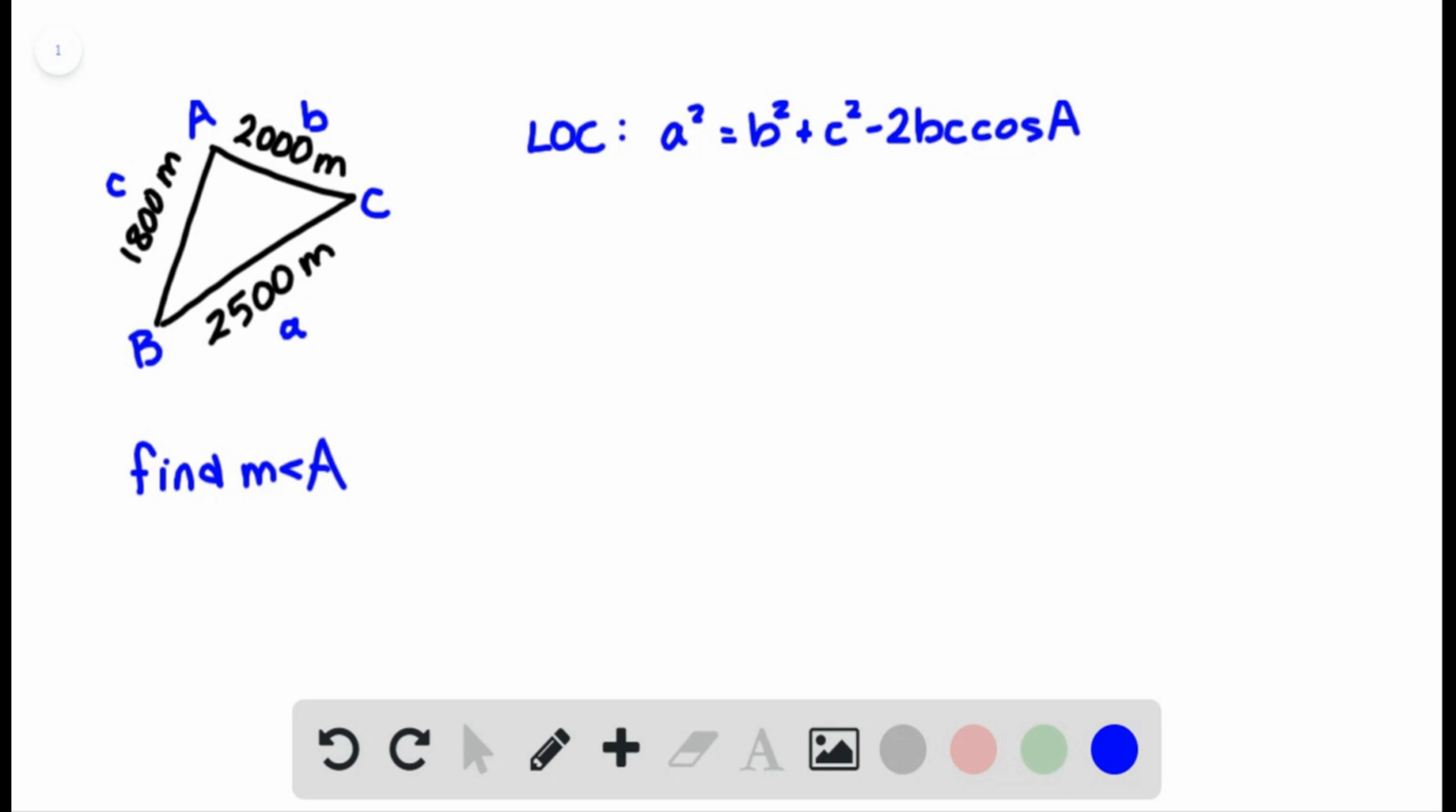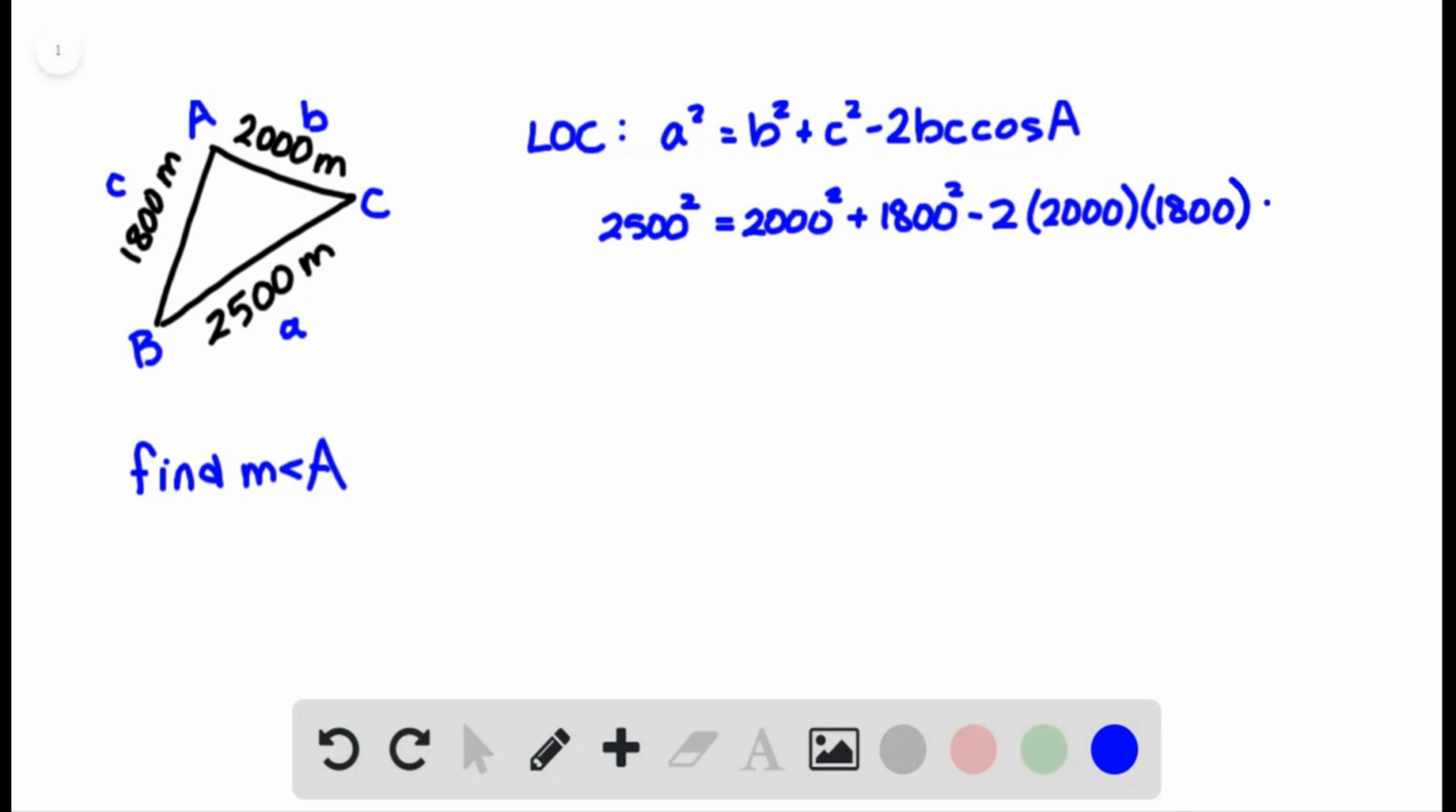So from here, we can plug the numbers in, 2,500 for a, 2,000 for b, and 1,800 for c, and keep substituting those numbers in throughout the rest of the formula. And you'll notice that the only unknown left in the equation is angle A.